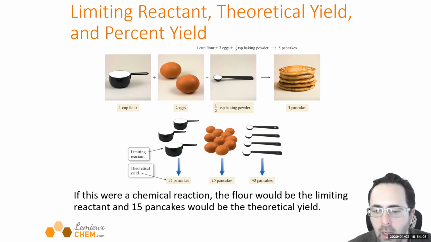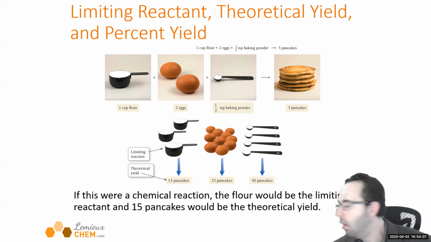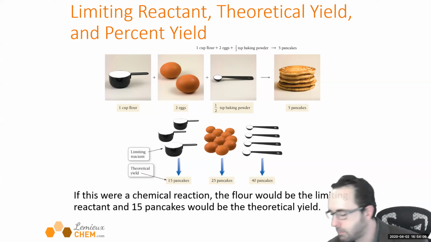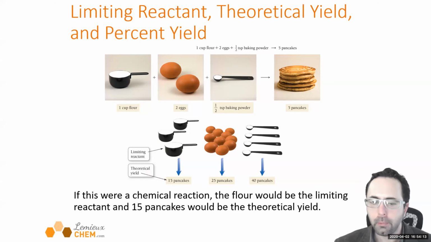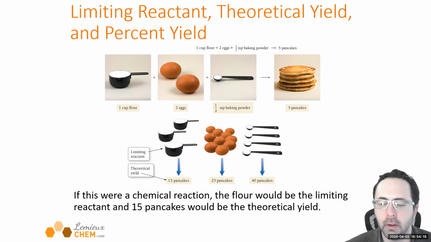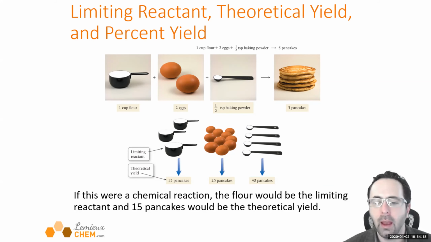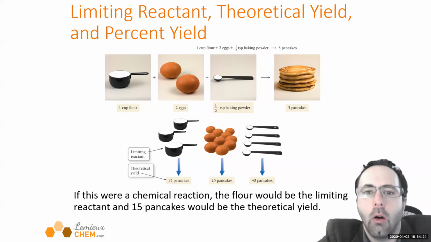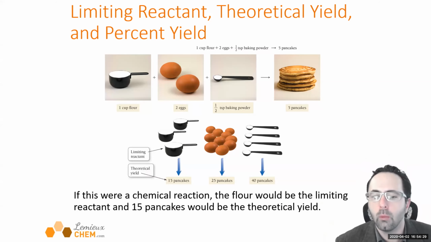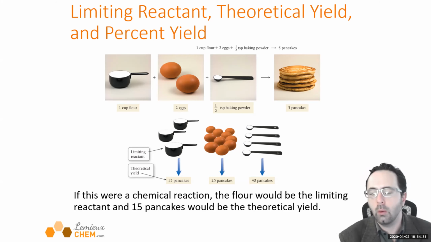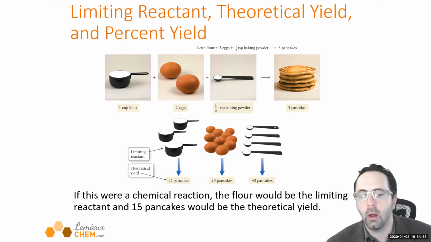In all of the reactions we were looking at earlier, we assumed that we had an unlimited amount of the other ingredients. However, that may not always be the case. Sometimes we don't know which one is going to run out first.